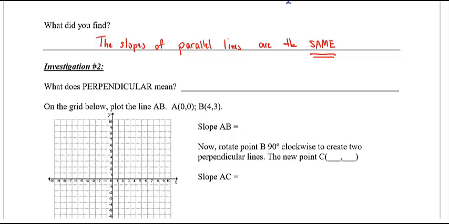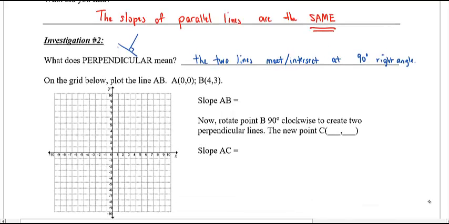How about perpendicular then? What happens with perpendicular lines? That's when they meet at a right angle. So yeah, the two lines meet, or if you don't want to use the word meet, we can say intersect at a 90-degree right angle. Okay. Now to visualize this one, I'm going to ask you to plot this line AB, where A is 0, 0. So put a dot there, and then B is 4, 3. We'll put a dot right here. There is AB. And if I ask you for the slope of AB, that'd be 3 minus 0 over 4 minus 0. That is 3/4.